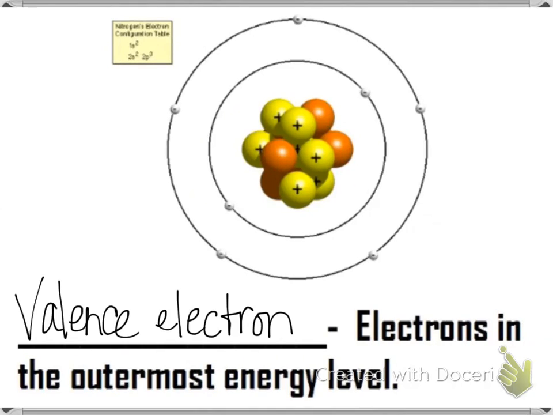Alright, so a valence electron is an electron that is in the outermost energy level. And here I have circled those valence electrons. So if I ask you how many valence electrons this atom has, you would tell me 1, 2, 3, 4, 5 of those. Okay?